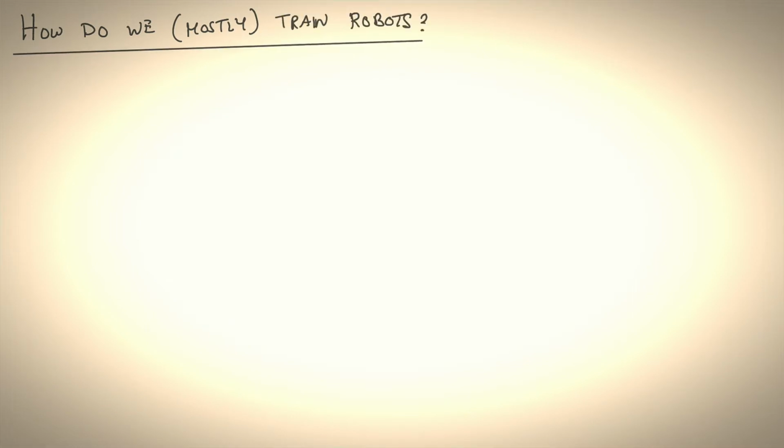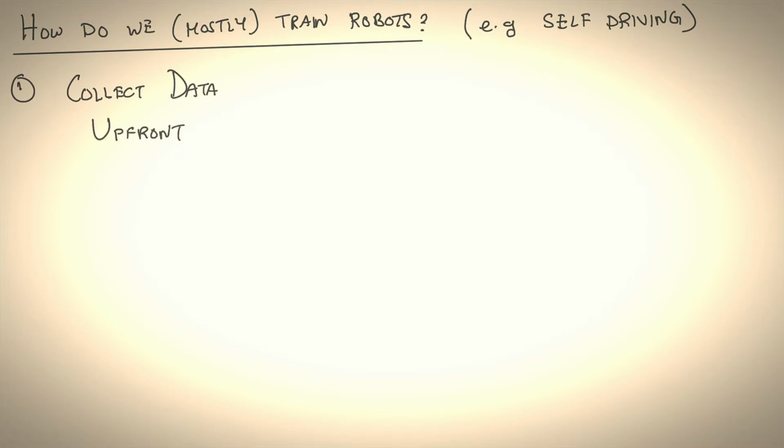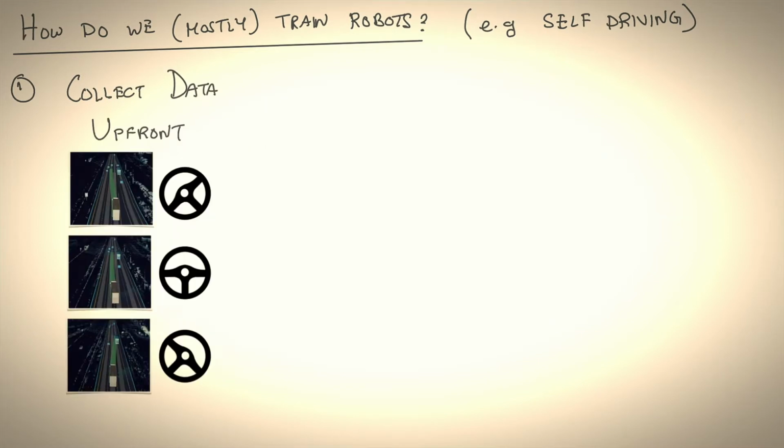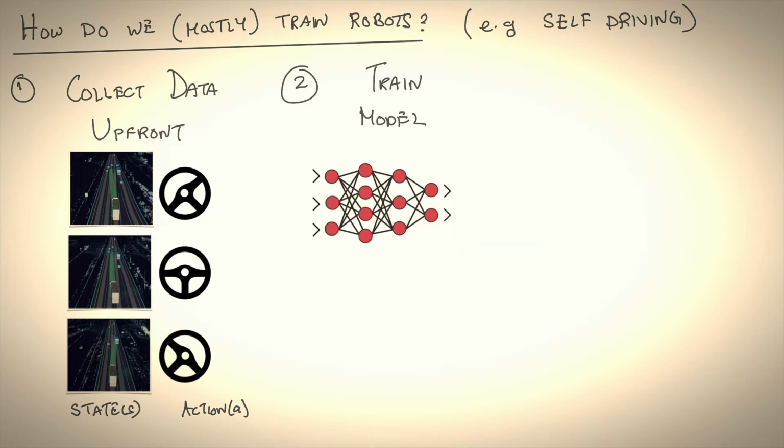Now, let's contrast this with how we mostly train robots today. For instance, how we train robots to do self driving. There are essentially three simple steps. First, go collect data up front, typically from expert human driving. So data here is a pair of state and actions. Step 2, train a model that maps state to actions.